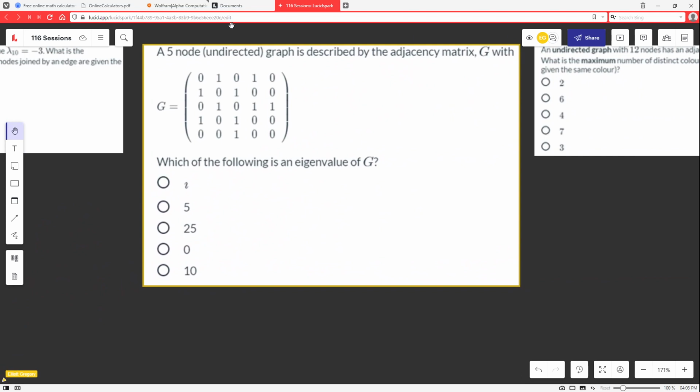Okay, a 5-node undirected graph is described by the adjacency matrix G, with G equaling that. Which of the following is an eigenvalue of G? We can calculate this using Mathportal. If we put this graph into Mathportal, we'll be able to see it.